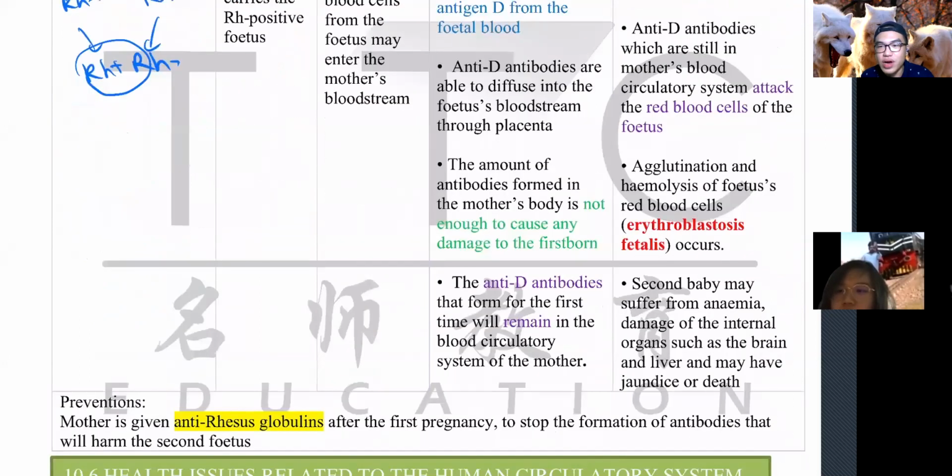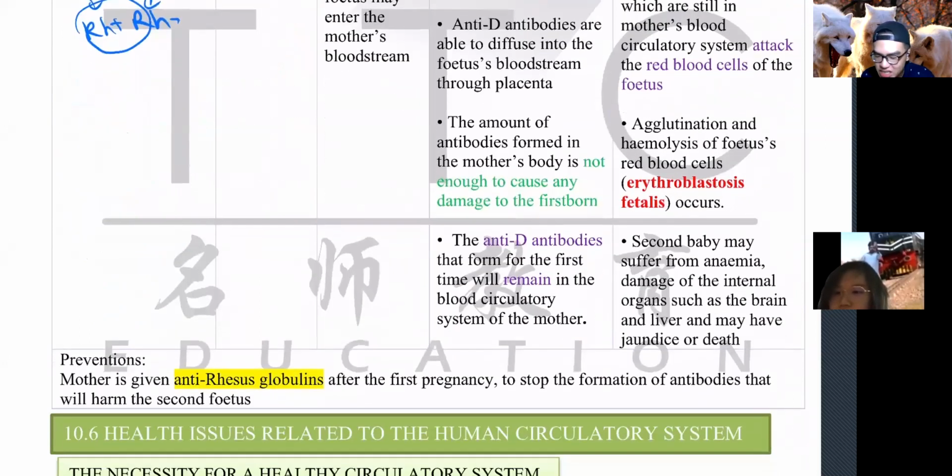You have something called erythroblastosis fetalis. What a long name. Name your child after this. That will be the coolest name ever. So this is agglutination in a fetus's blood.